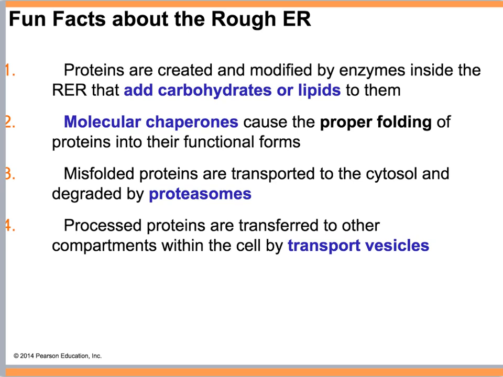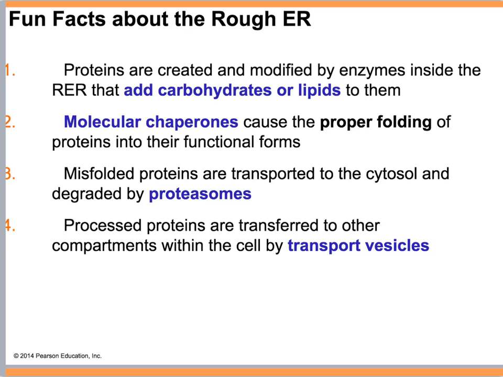Any type of misfolded protein is going to be transported out of the rough endoplasmic reticulum and back to the cytoplasm or cytosol and degraded by structures called proteasomes. So proteasomes are places where misfolded proteins or misbehaving proteins are going to be destroyed. And finally, proteins that are going to be processed and secreted from the cell need to be transported to other compartments inside the cell before they can finally be exported from the cell. The way they do this is that they are transported in something called a transport vesicle, which also is a membrane-bound compartment.